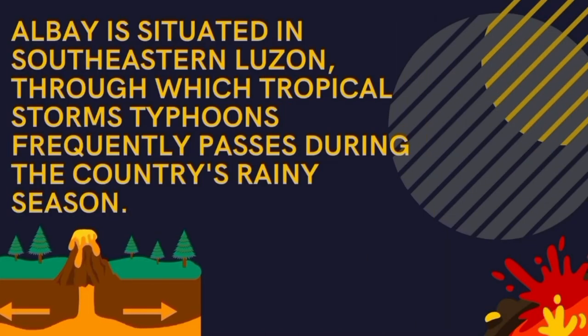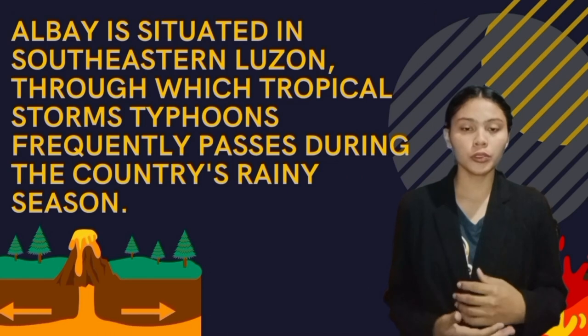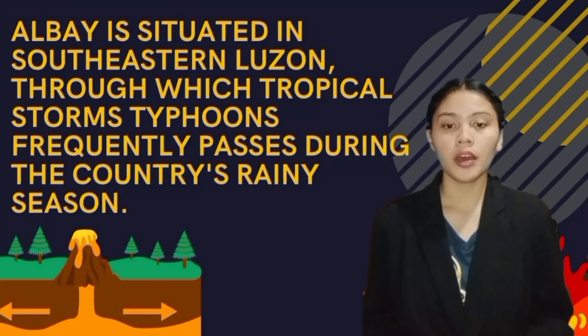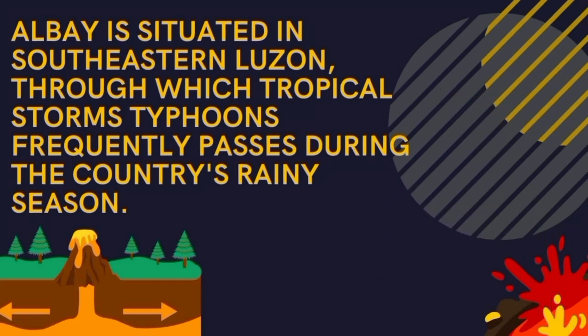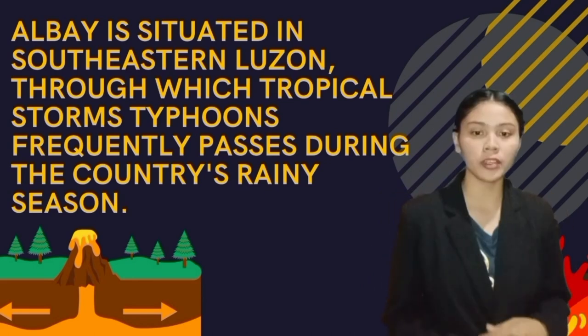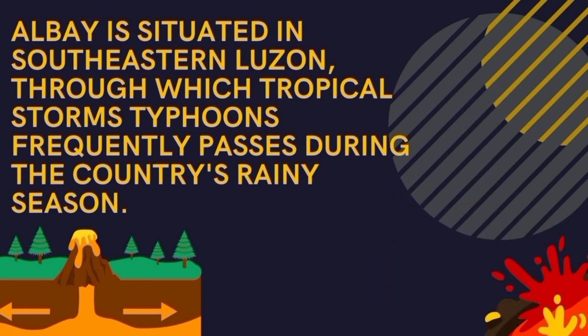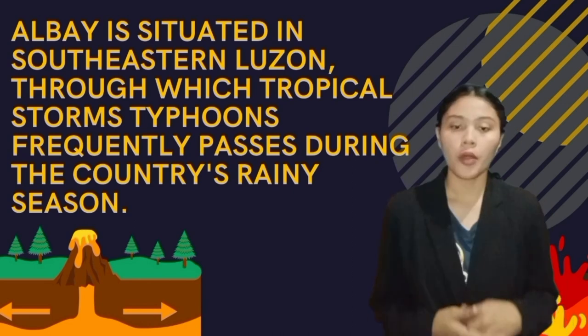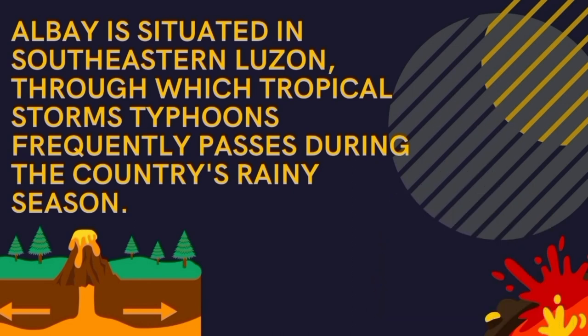Albay is situated in southeastern Luzon, through which tropical storms and typhoons frequently pass during the country's rainy season. Because of this geographic location, the province experiences inescapable and prominent rain or tropical depression and no notable dry seasons all year round.